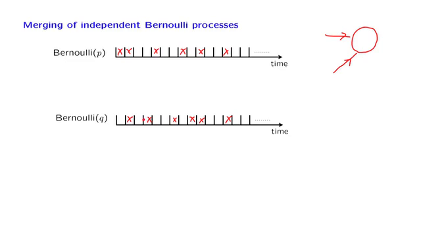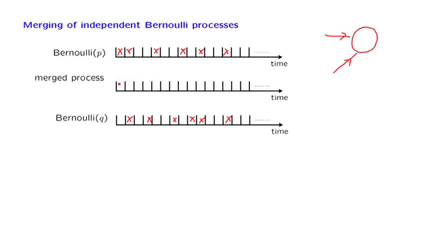We now merge the two processes as follows. Whenever there is an arrival in any of the original processes, we record an arrival in the merged process, as in this picture. Notice that we do not make a distinction between those slots at which there was an arrival in only one of the original processes versus those slots in which there was an arrival in both of the original processes. In both cases, we just say that there was an arrival in the merged process, and so collisions, arrivals in both of the original processes, are counted as only one arrival in the merged process.